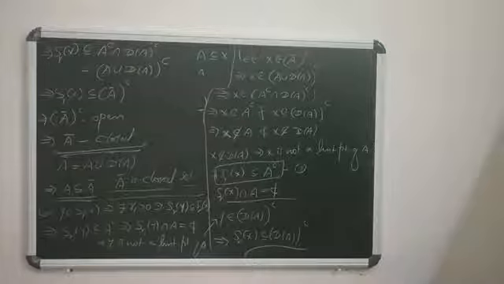Hence the closure of a set is the union of that set and its derived set. So A closure is A union D of A. Then clearly the closure of a set is a closed set. Agree? Thank you.